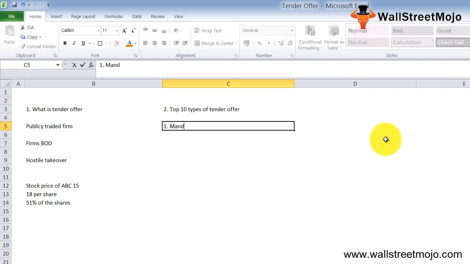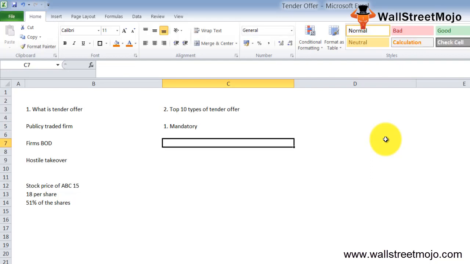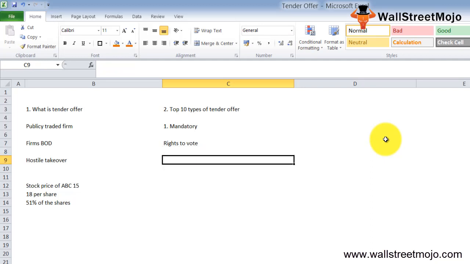The first one is the mandatory offer. A mandatory offer is one where the entity making the offer has to make it for the rest of the shares of the target company. This is because majority stakeholders could use the right to vote at the AGM to their own advantage at the expense of the shareholders. So if the entity has reached a certain stake in the target company and has gone over the certain threshold, it has to make an offer for the remaining shares.